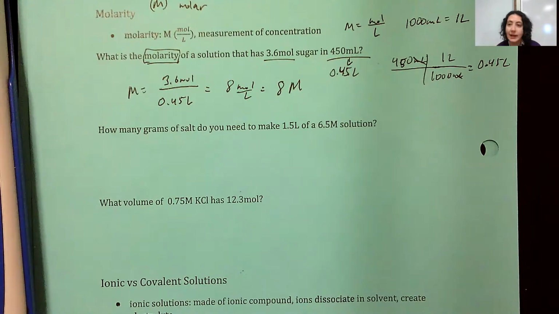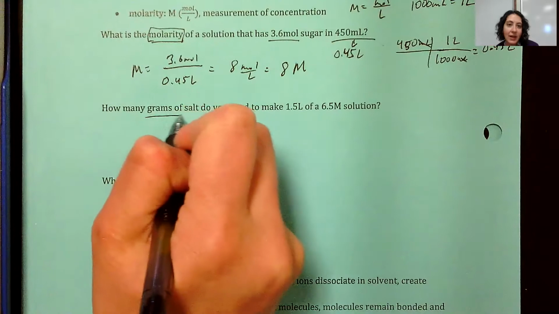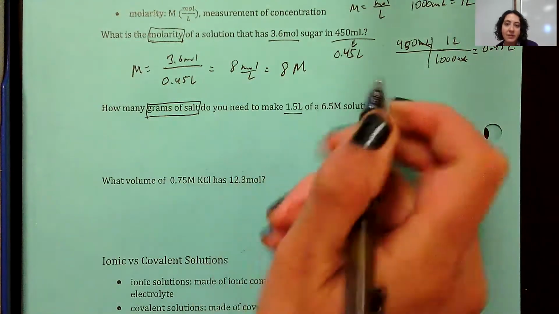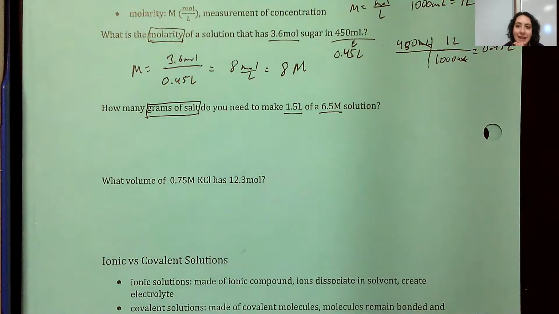So yeah, that's kind of what we're talking about here. Let's try another one. Ooh, this one's a little bit more complicated. How many grams of salt do you need to make 1.5 liters of a 6.5 molar solution? This is the kind of question I have to solve all the time when I'm making solutions for the lab.